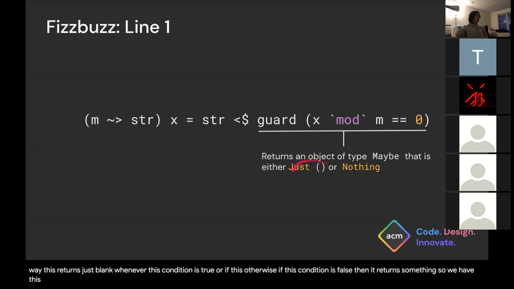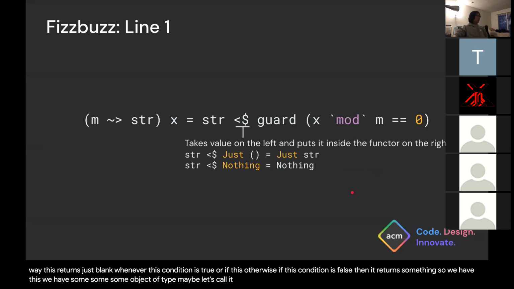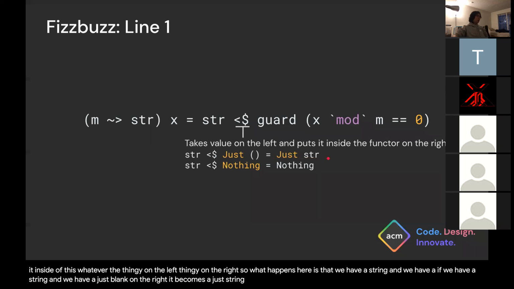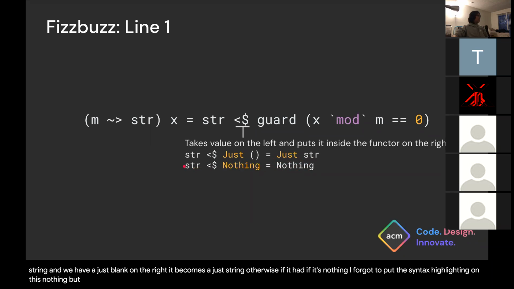So we have some object of type maybe, let's call it. What this operation does is that it takes the value on the left and tries to put it inside the thing on the right. So what happens here is that we have a string, and if we have a just blank on the right, it becomes a just string. Otherwise, if it's nothing, I forgot to put the syntax highlighting on this nothing, but you have a string, you have nothing, and you get nothing.